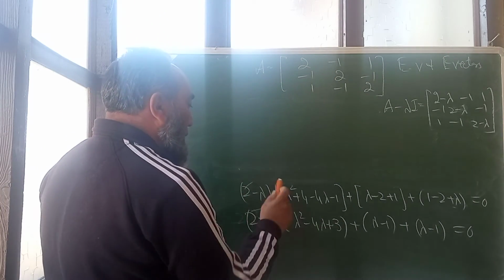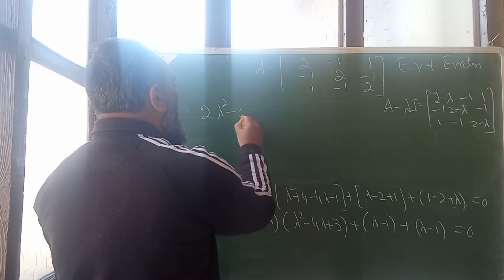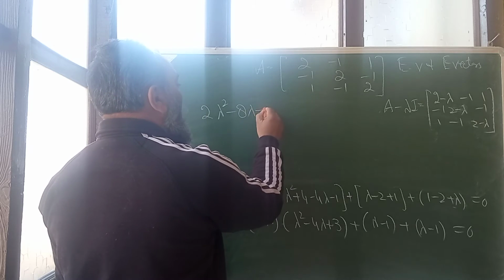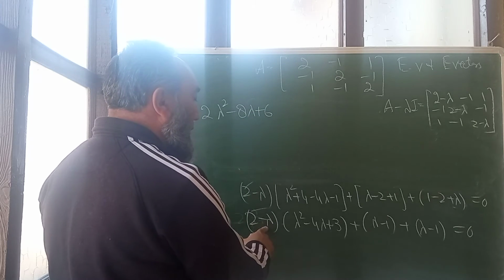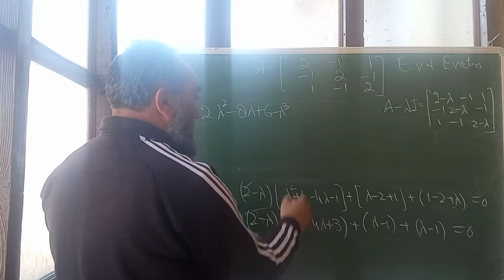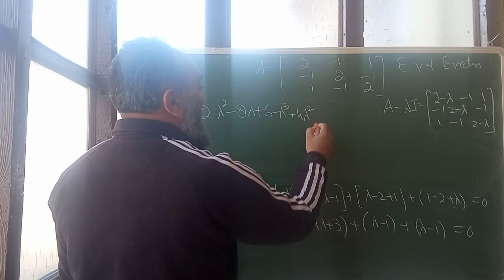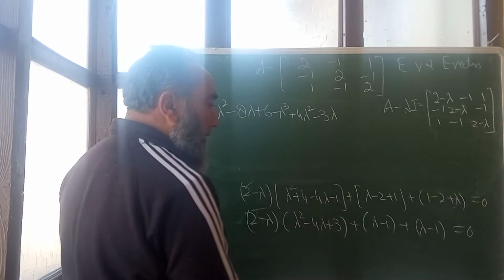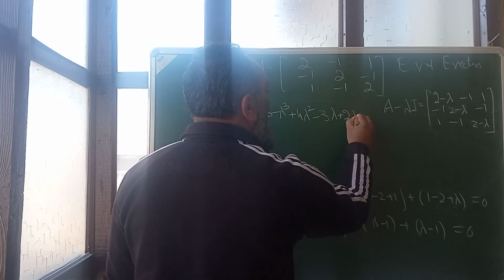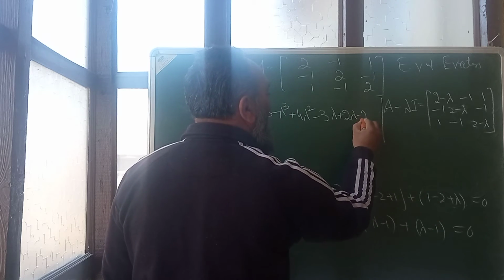Now let me multiply by 2 first. This is 2 lambda square minus 8 lambda plus 6. Then let me multiply by minus lambda. Minus lambda cube plus 4 lambda square minus 3 lambda. Then lambda plus lambda is 2 lambda. And minus 1 and minus 1 is minus 2 equal to 0.